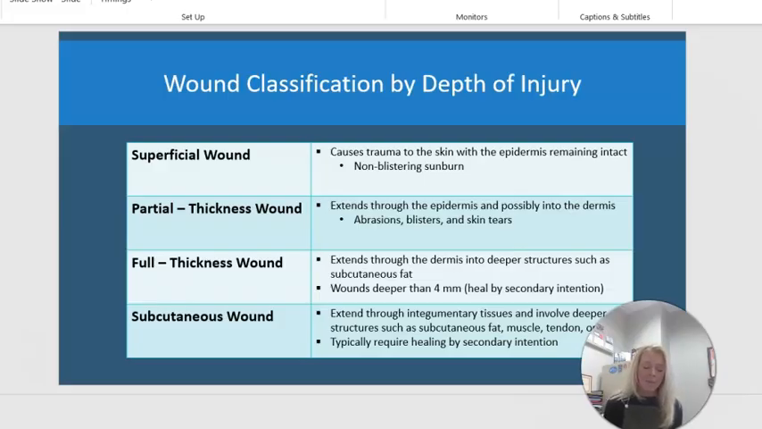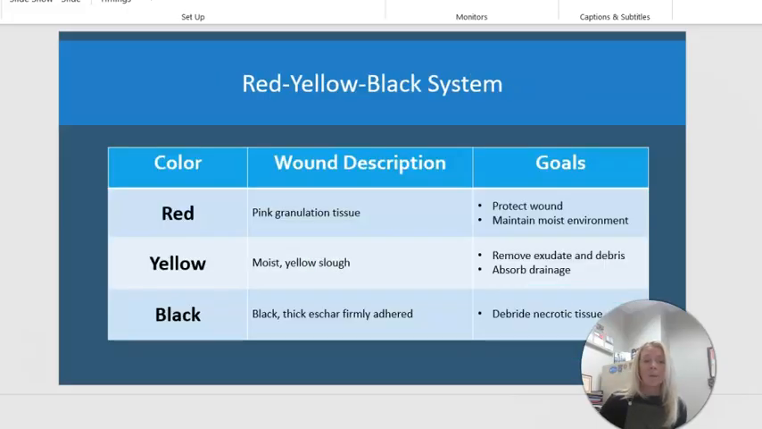A subcutaneous wound extends through the skin and deeper structures, such as the subcutaneous fat, muscle, tendon, or bone, and these do typically require healing by secondary intention, meaning they're left open to heal on their own, or sometimes require surgical management as well. And then finally, the red, yellow, black system to classify wounds. These are typically the colors that we see in the wound.